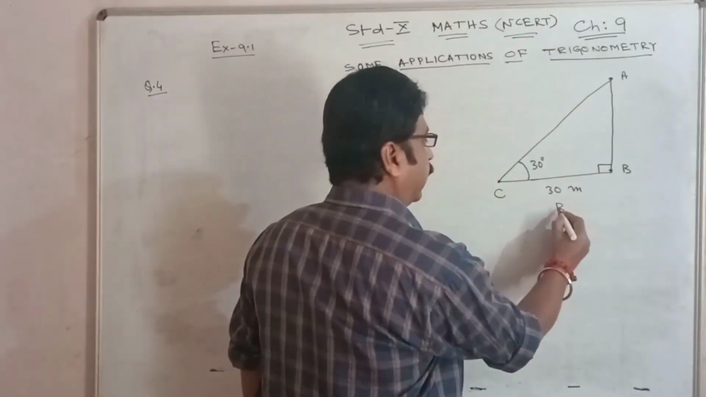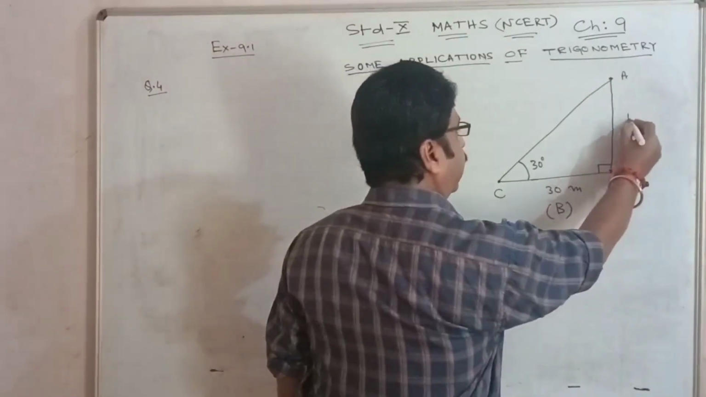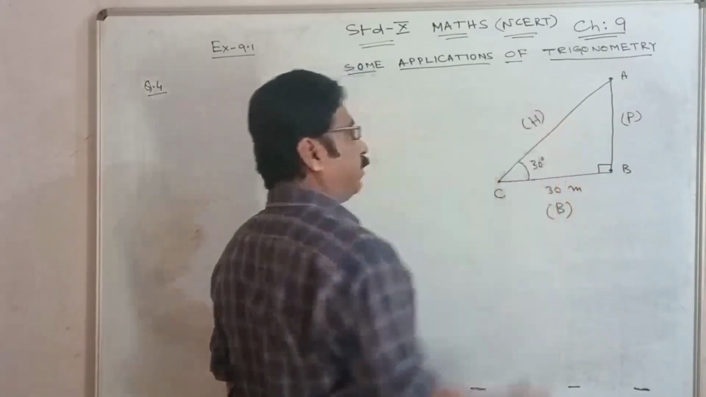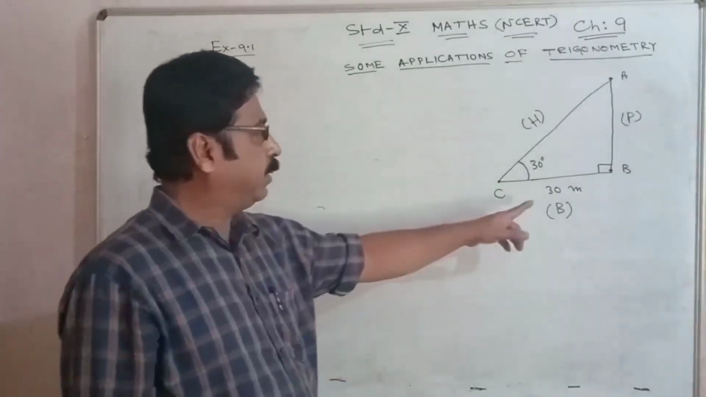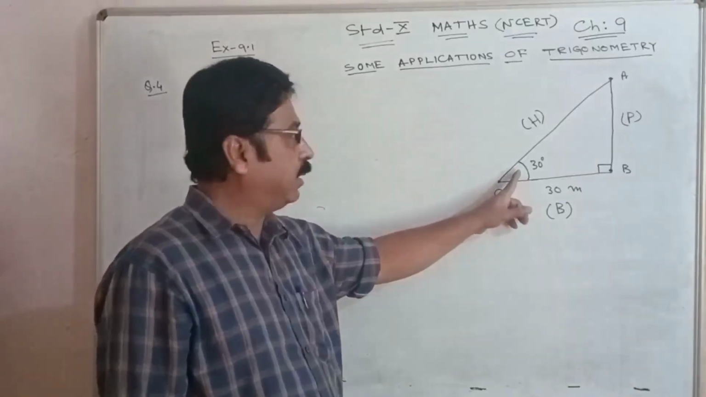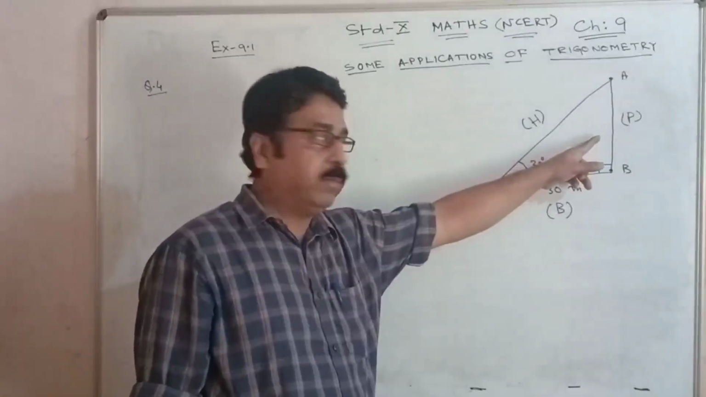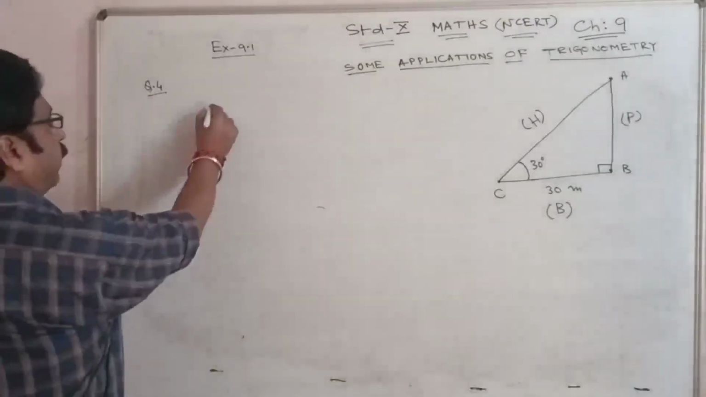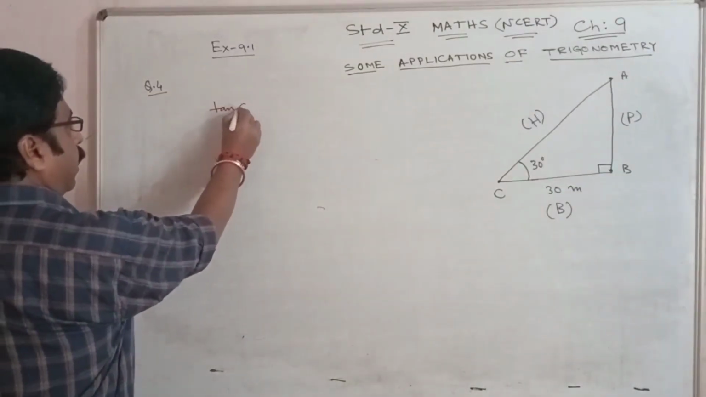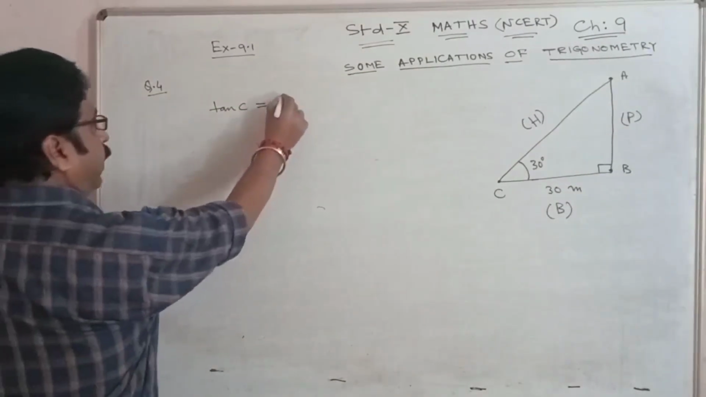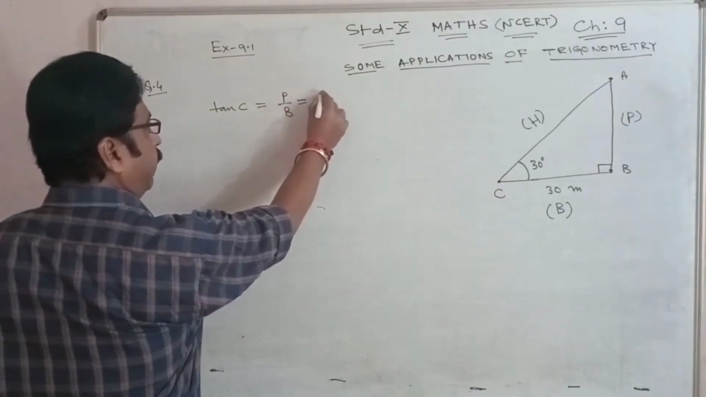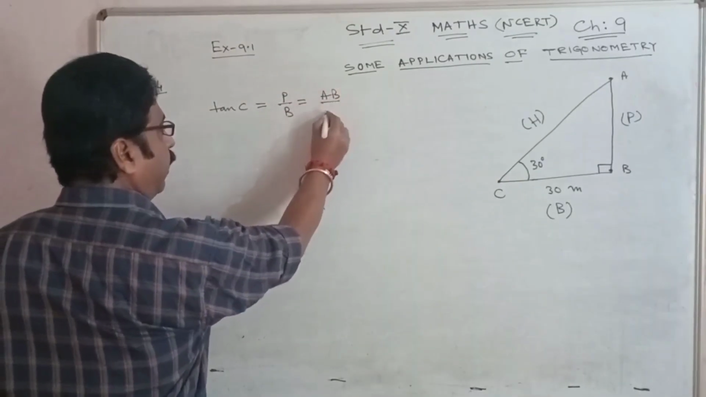It will be base, perpendicular and hypotenuse. Base is given and angle is given. We have to find perpendicular. Then tan C is perpendicular upon base. Perpendicular is AB, base is BC.